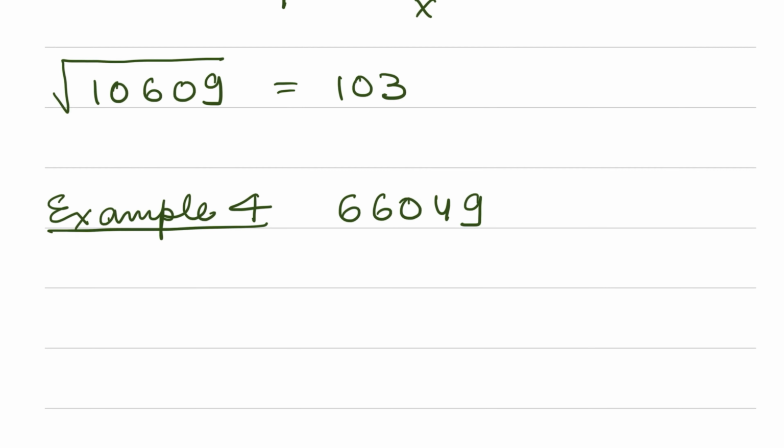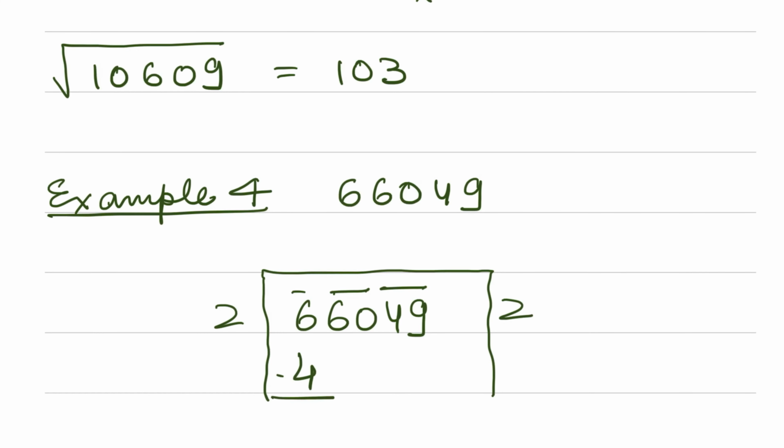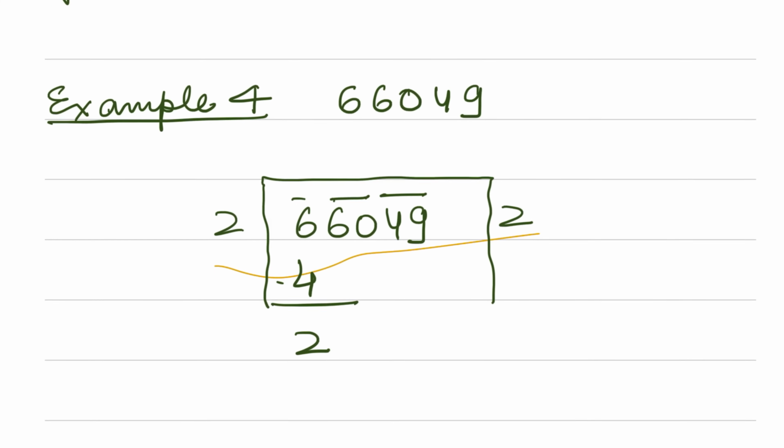46649. So let me write down 66049. Let's make pairs. So these two, and this 1 6. Now I will start dividing. So now 2 times 4, subtracting, I get 2 here.